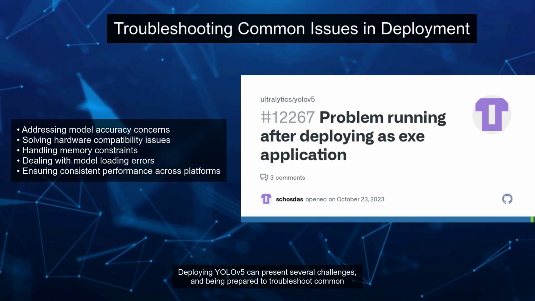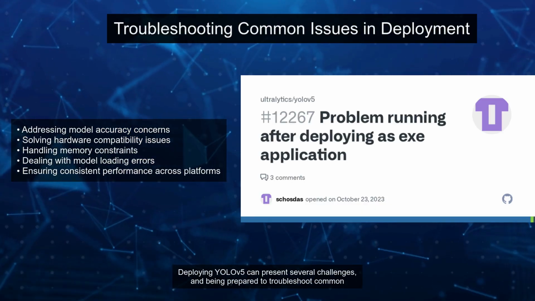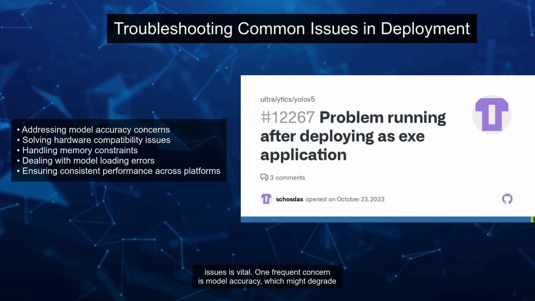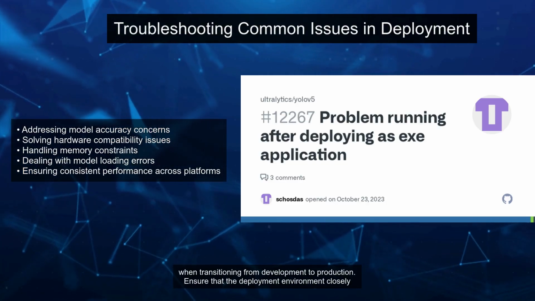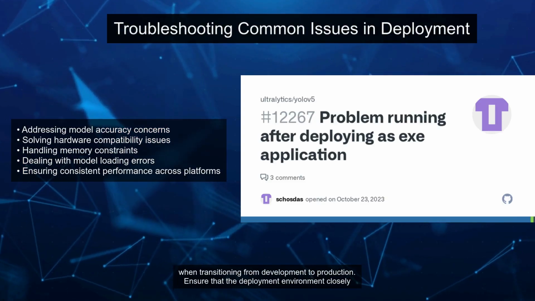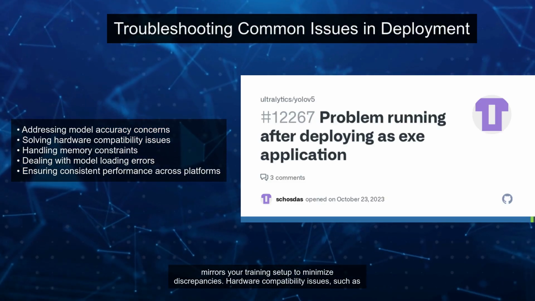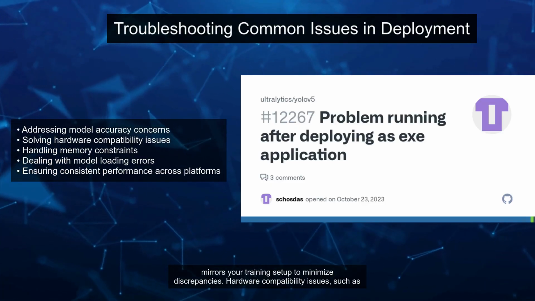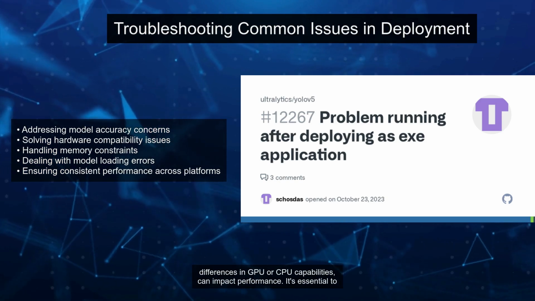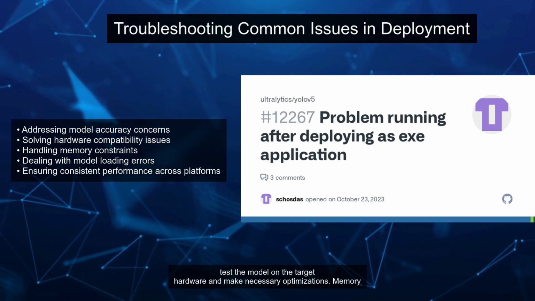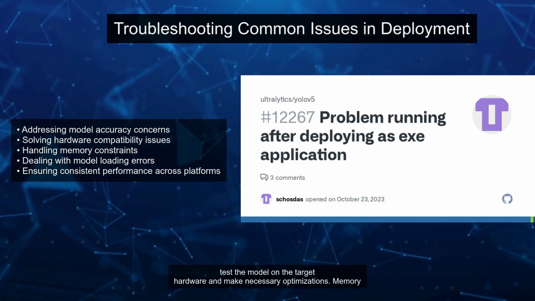Deploying YOLOv5 can present several challenges, and being prepared to troubleshoot common issues is vital. One frequent concern is model accuracy, which might degrade when transitioning from development to production. Ensure that the deployment environment closely mirrors your training setup to minimize discrepancies. Hardware compatibility issues, such as differences in GPU or CPU capabilities, can impact performance. It's essential to test the model on the target hardware and make necessary optimizations.